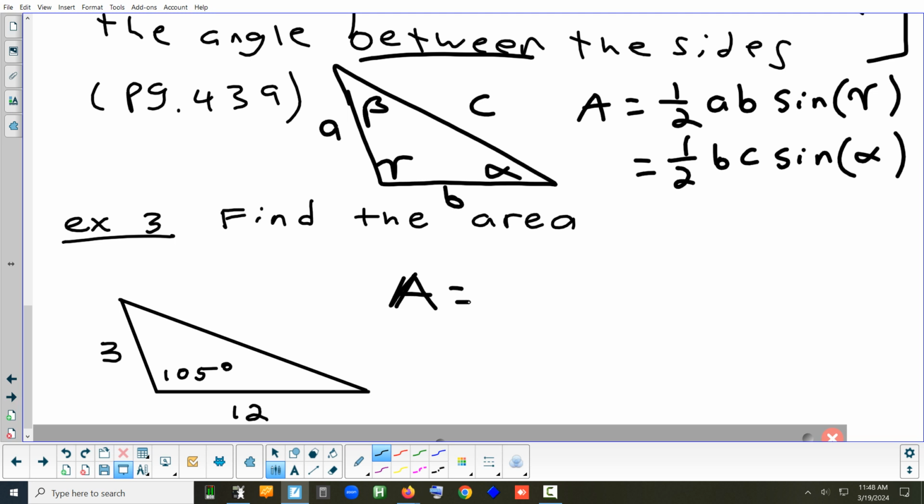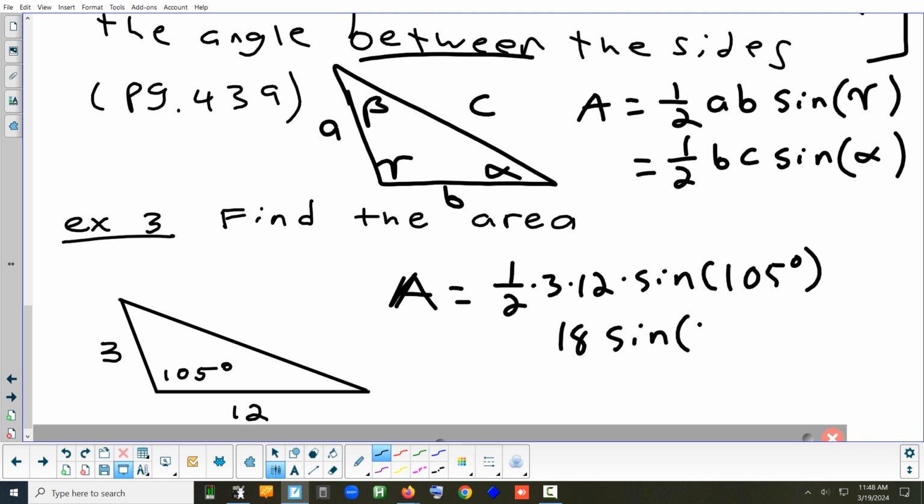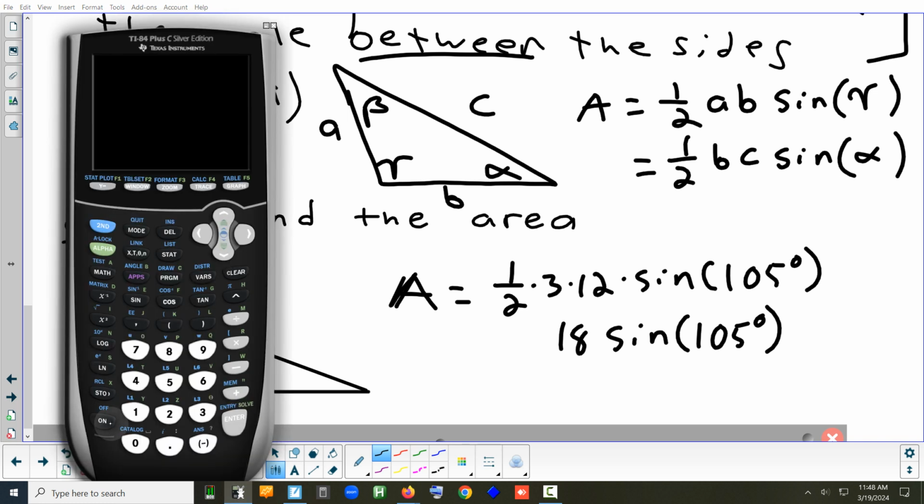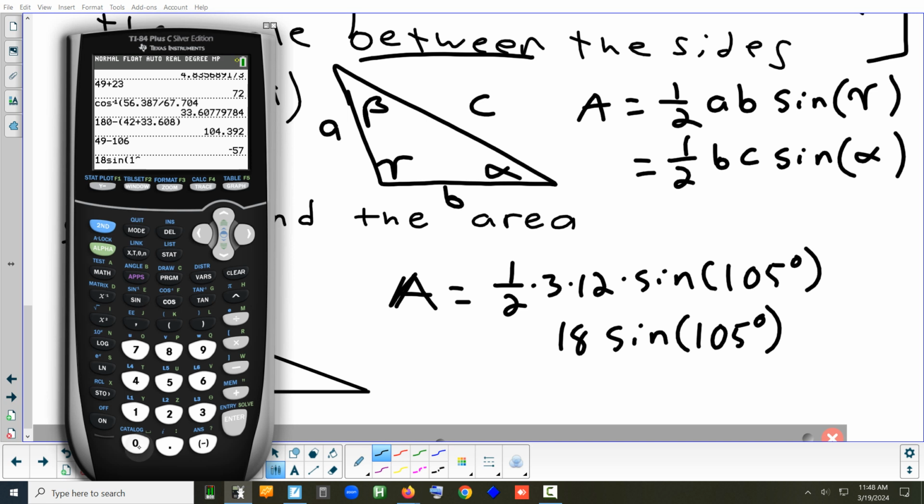Anyone think they can tell me what the formula will look like using the information in that triangle? It's going to look like this, but you're not going to have any letters. You're going to have all numbers. Half times 12 times 3 times sine 105. And what's 3 times 12? 36. And then times a half. So the area of this triangle is 18 times the sine of 105. 18 sine 105.